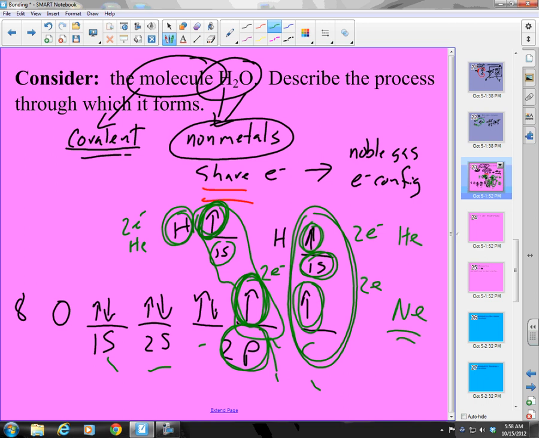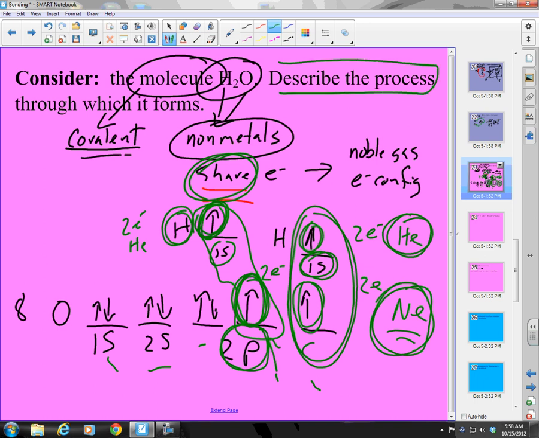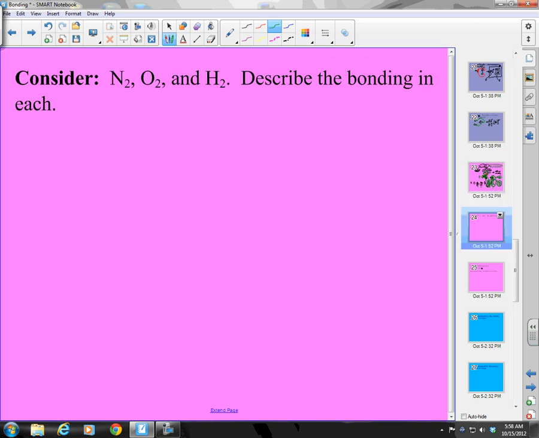So by overlapping, by sharing electrons, both hydrogen and oxygen get noble gas configurations. Neon for oxygen, helium for hydrogen. So that is the process through which water forms. Moving on. Okay, describe the bonding at each of these.